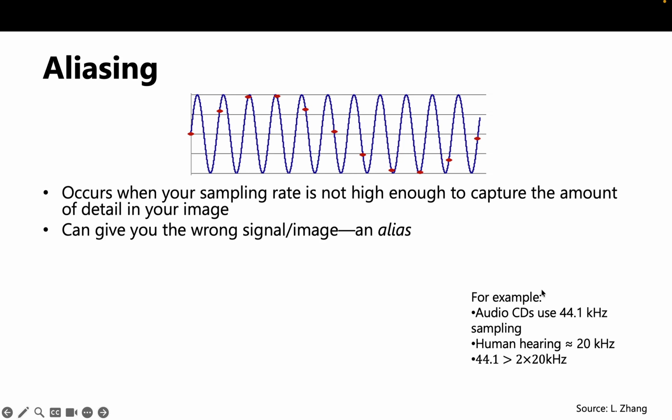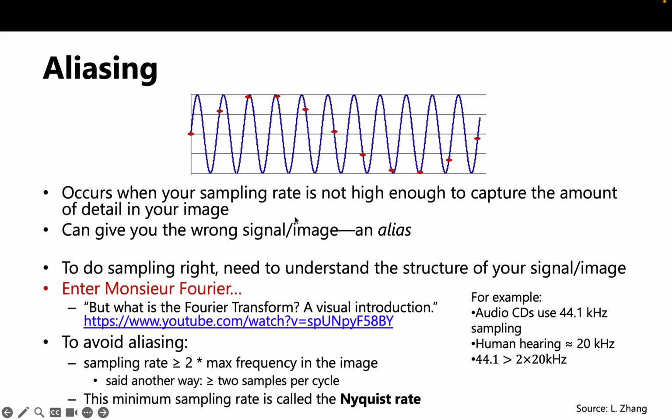And last time we had the audio CD, and when you want to listen to a song, usually this CD uses a 44.1 kilohertz sampling rate. Why? Because it's 2 times the human hearing range. Human hearing is usually around 20 kilohertz. Times 2 is around 40 kilohertz. So in order to do the sampling right, you need to understand the structure of your signal or image.